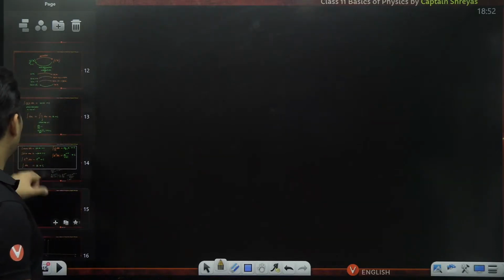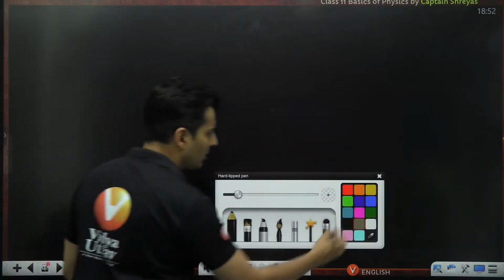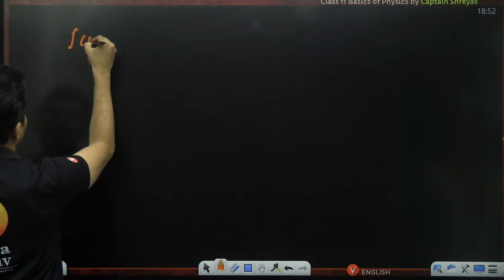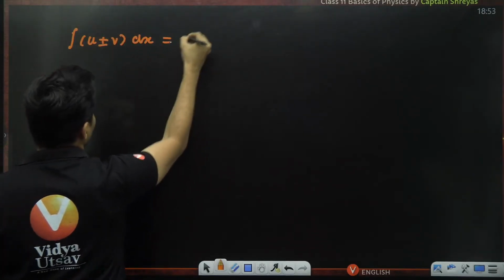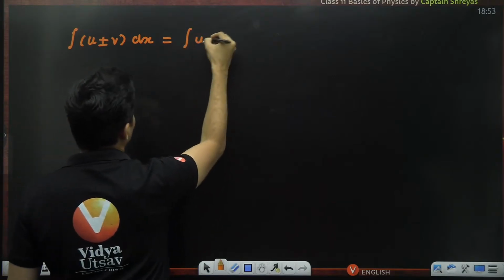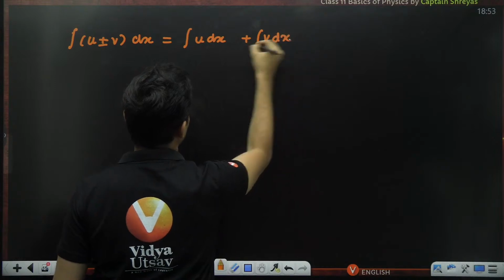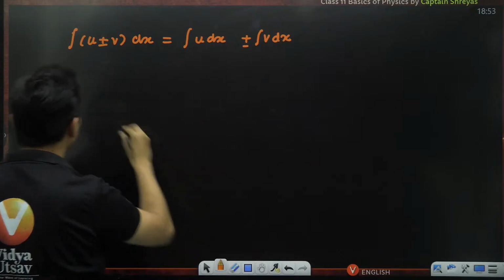Sir, now I understood the formula, sir. So can you tell me any more rules that I need to remember? Yes. Few more rules. See, if it is integration of some u plus v or minus v dx, then you can integrate u with respect to x separately and that another function with respect to x separately. If it is minus, minus, if it is plus, plus. So you can separate out the things.